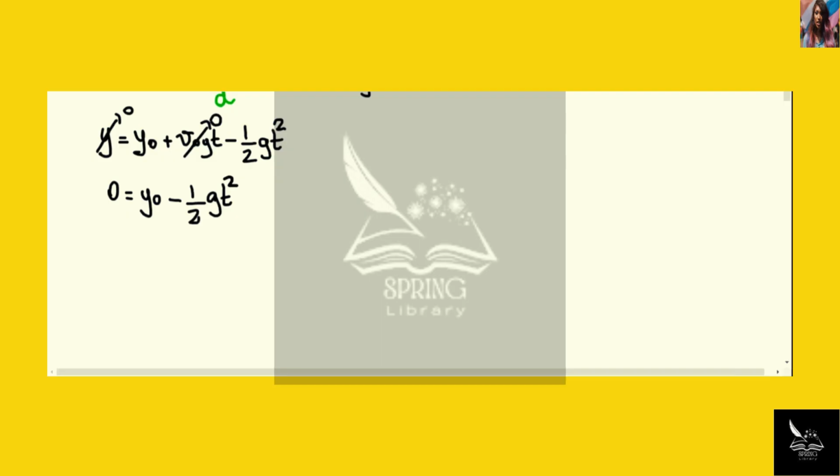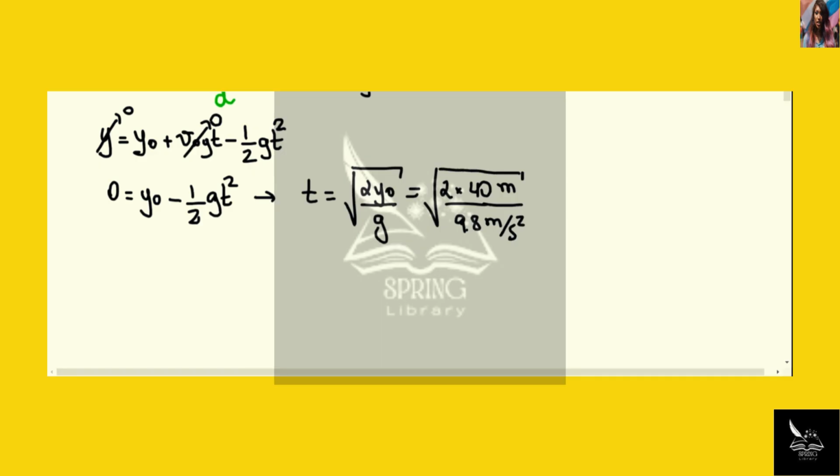We can isolate t here, and we have t equals the square root of 2y0 over g. So this is the square root of 2 times 40 divided by 9.8. This is in meters, and this down here is in meters per second squared. So the time is 2.857 seconds. That's the time it takes for the rock to reach the water.